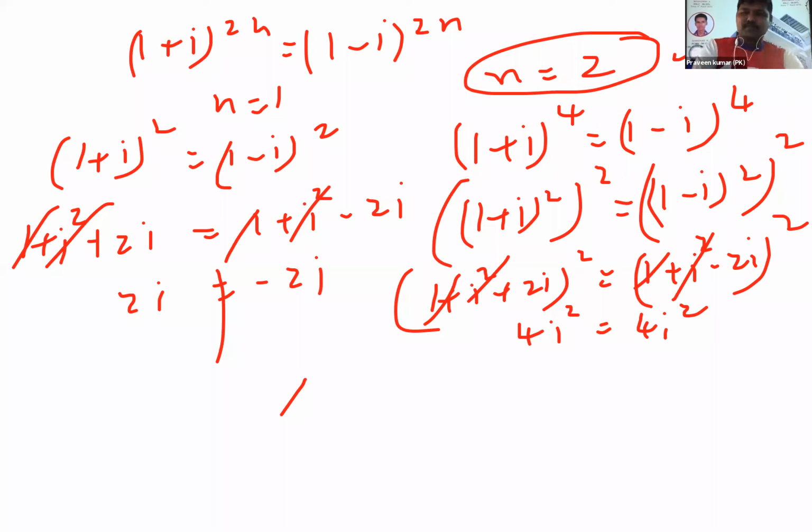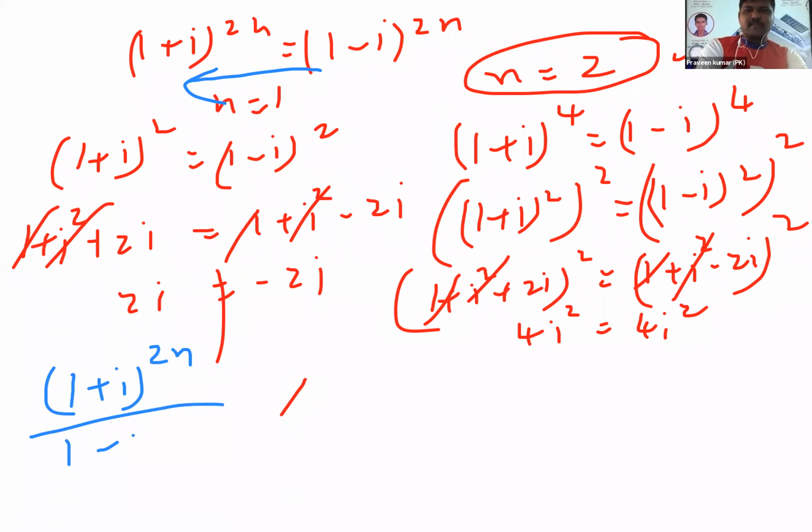She said one shortcut, my dear students. What she said: you transfer to the left hand side. Then what will happen? ((1 plus i)/(1 minus i)) whole power 2n is equal to 1.